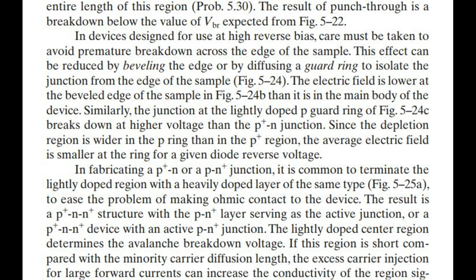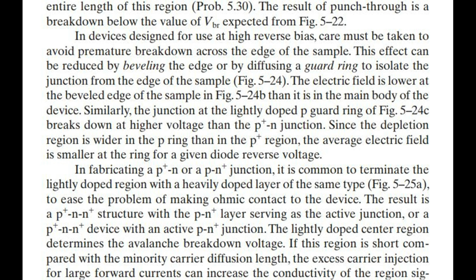Similarly, the junction at the lightly doped P guard ring of Fig 5.24c breaks down at higher voltage than the P+N junction. Since the depletion region is wider in the P ring than in the P+ region, the average electric field is smaller at the ring for a given diode reverse voltage.